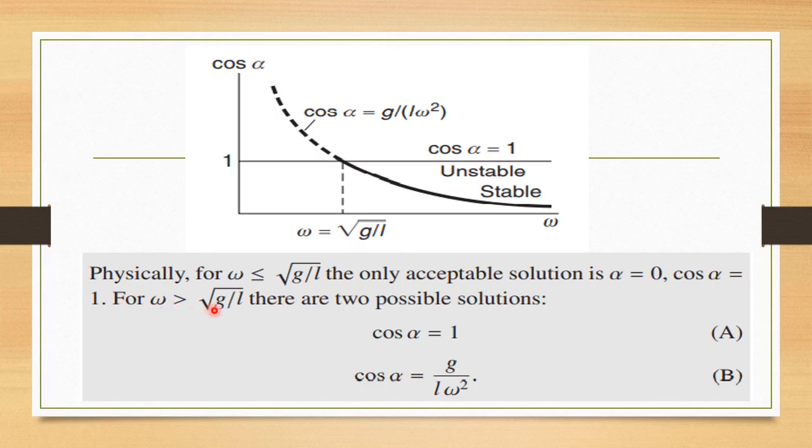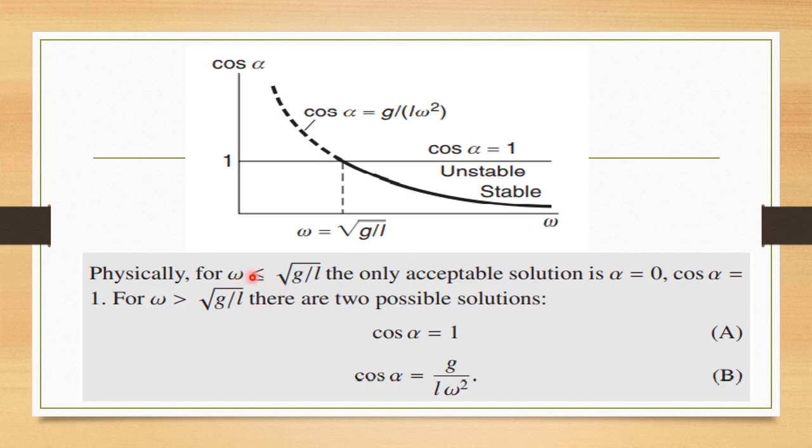Now for omega greater than root g by L, there are two possible solutions. One is cos alpha equal to 1 and the other is cos alpha equal to g by L omega square. This is a regular relation. The first solution corresponds to the bob spinning rapidly but hanging vertically. There is no pendular motion occurring. And this is our general solution where the bob flies around at an angle alpha with the vertical. These are the two possible solutions for omega greater than root g by L.